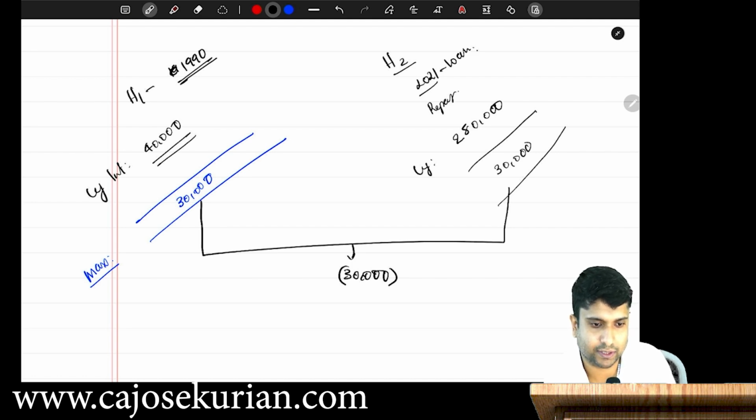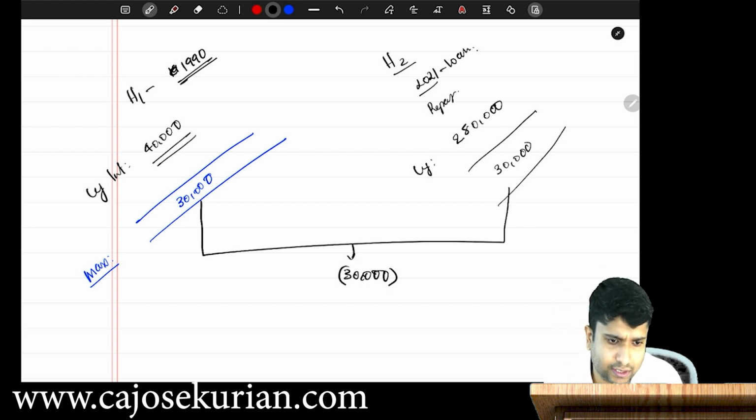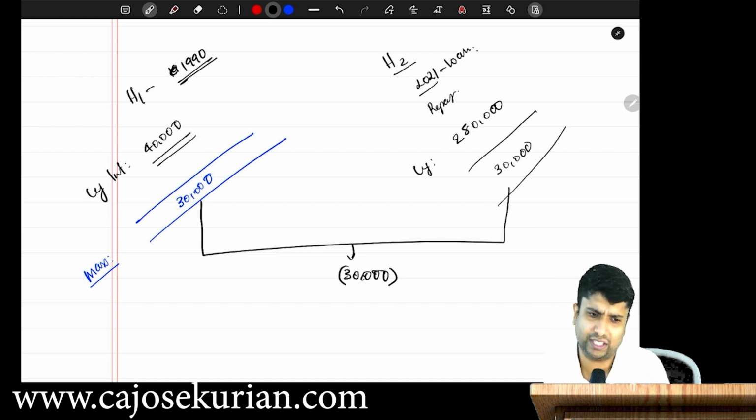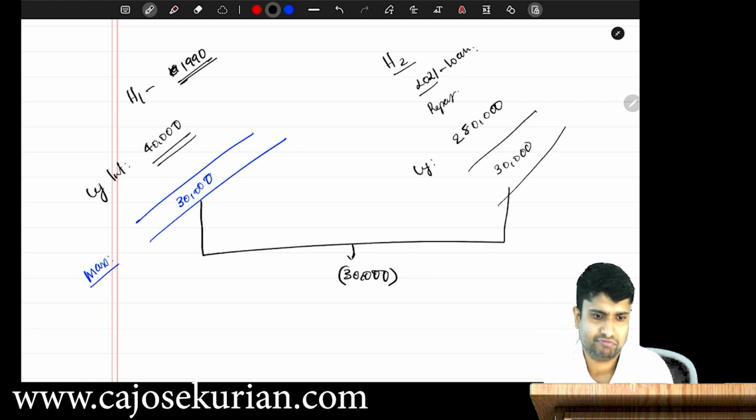Completed construction. Okay, I think this is the old one. Loan 1995, completed 1997, PY 2023. There won't be any pre-construction interest in that case. 31st March 2030, 30,000 deduction. Okay, in case 30, 30, 30, whichever is higher.